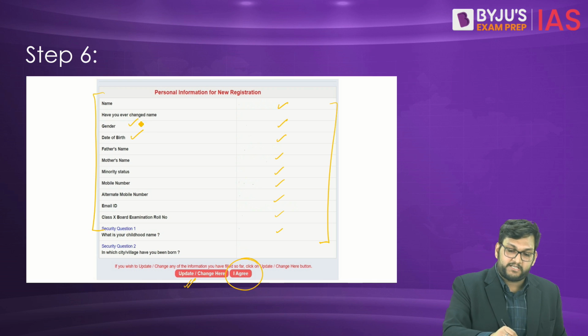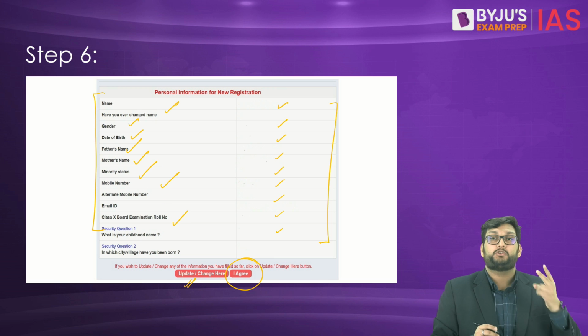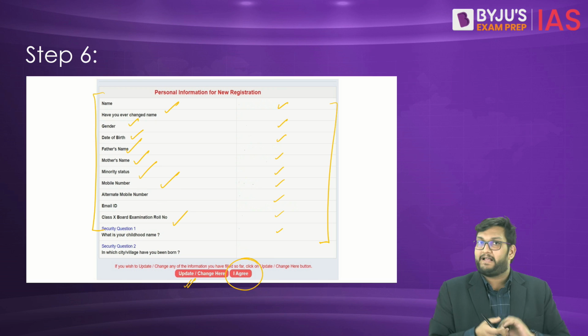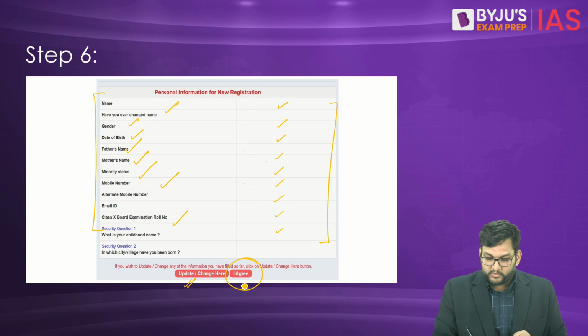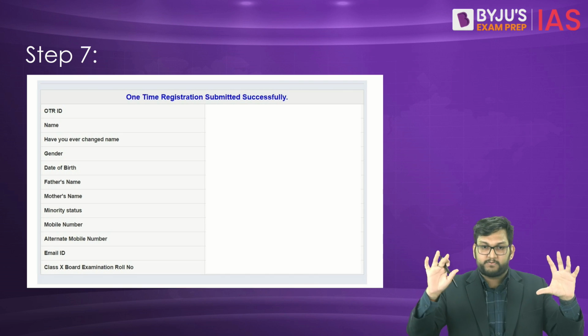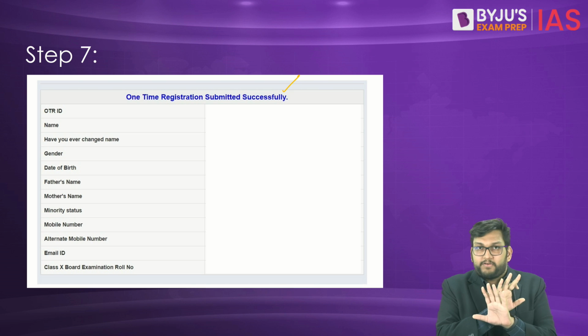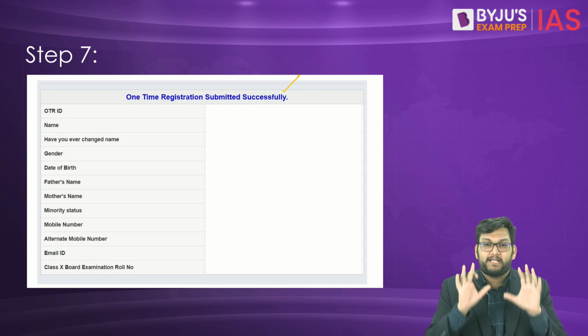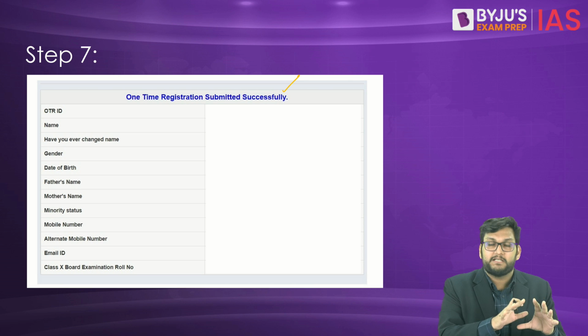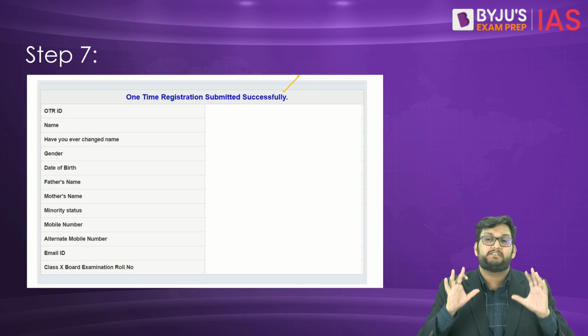Your date of birth, your gender, your name, your mother's name, father's name, status, mobile number, your roll number, and 2 security questions in case you lose your password. Once you say I agree, there will be a sign which says yes, it is successful. Now you have not done anything. You have not filled up the form. You have just done the one-time registration. The OTR has now been successfully submitted.